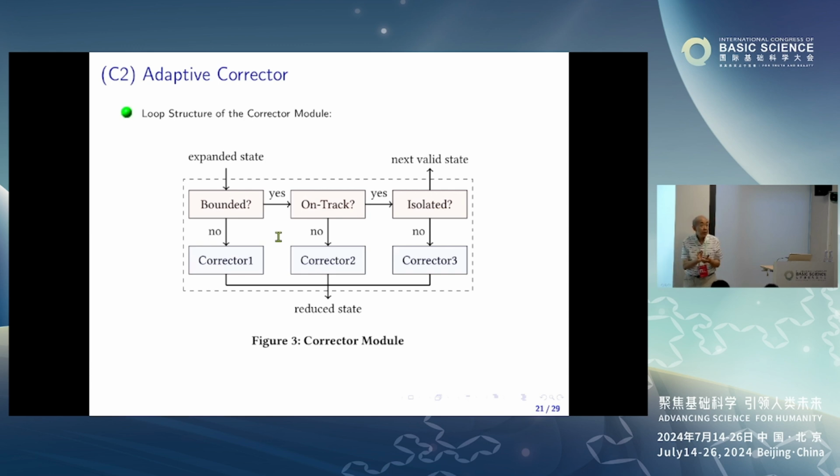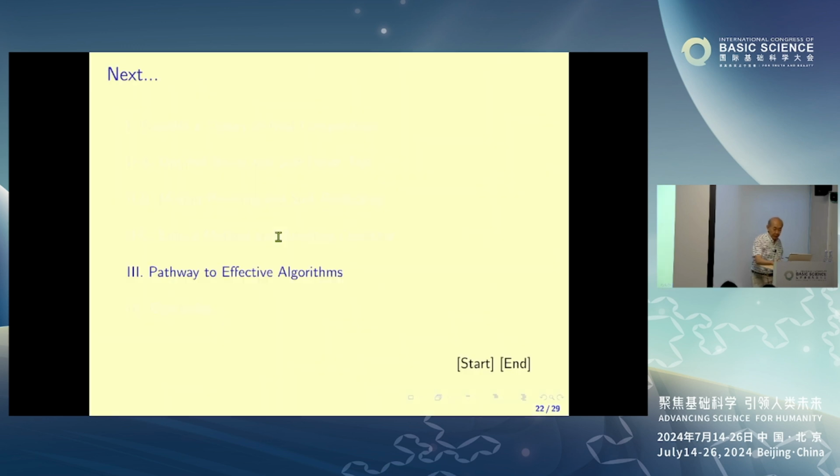On track means, is your curve coming out on the other end? If it does, then you're okay. You don't want the curve to go outside to the side. And if not, then you have to correct in a different way. And finally, you want it to be well isolated when you come out. And if not, you have to correct it. So this is the structure of our path tracker.